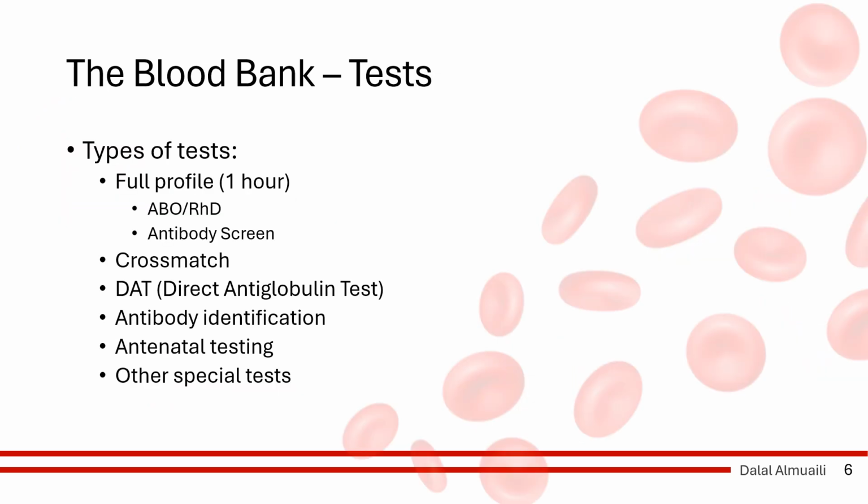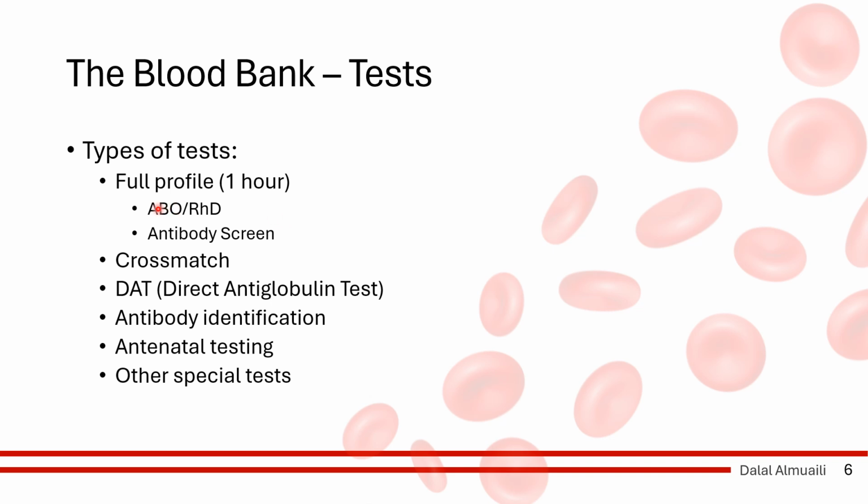So what are the tests that are done in the blood bank? We have what's known as a full profile. And in most countries, when you request a full profile, the blood bank will perform an ABO, an RHD type, and they will perform what's known as an antibody screen. But they will not cross-match or prepare blood for your patient. So we will know where your patient stands, but we will not prepare blood for your patient. What is the ABO and RHD? This is the test that tells us, is your patient, for example, an A positive or an O negative, etc.